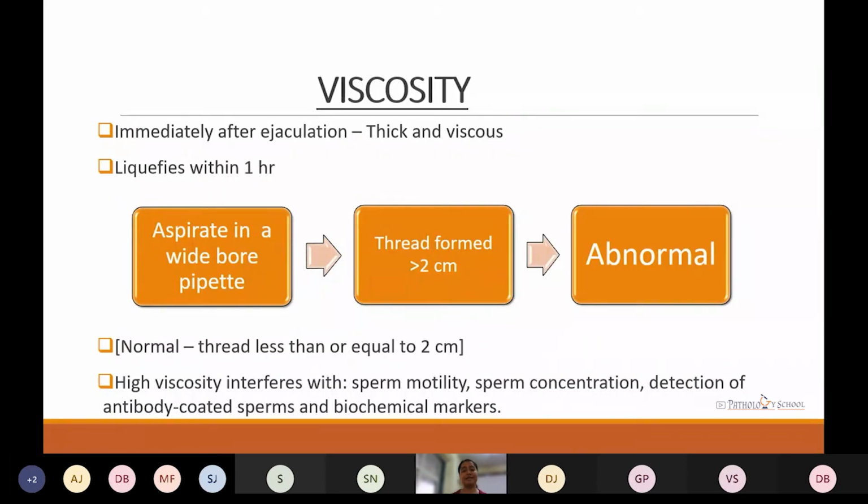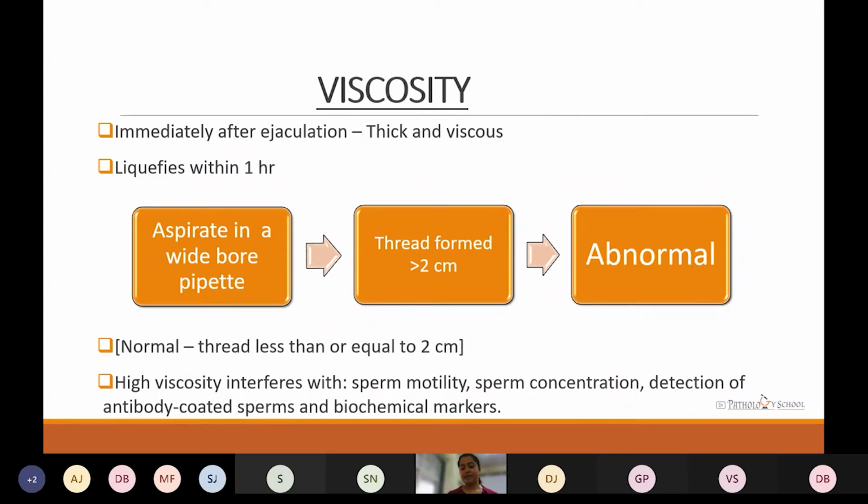Now, the other physical character is the viscosity, which is a very important feature. Immediately after ejaculation, the semen sample is thick and viscous, and it usually liquefies within 1 hour. How do we check for this liquefaction? Basically, we aspirate it in a wide bore needle and allow it to flow drop by drop in a container. Normally, if it has liquefied properly, it is supposed to fall drop by drop. But if it has not liquefied, then there will be formation of a thread more than 2 centimeters in length, and the sample is considered to be abnormal then.